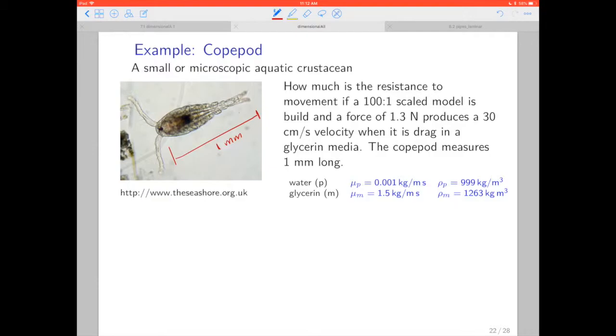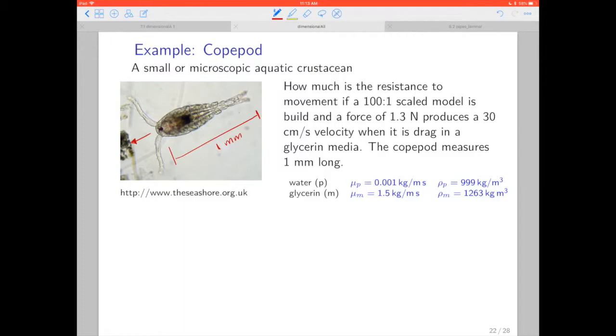So what is it like to be an animal of 1 millimeter in a fluid like water or glycerin, or whatever it is where it lives? What we want to find out is what equivalent force is needed to move this kind of animal. But the problem here is that we can have the animal, we can see it, but how do you apply a force in this case? It is a very tiny thing.